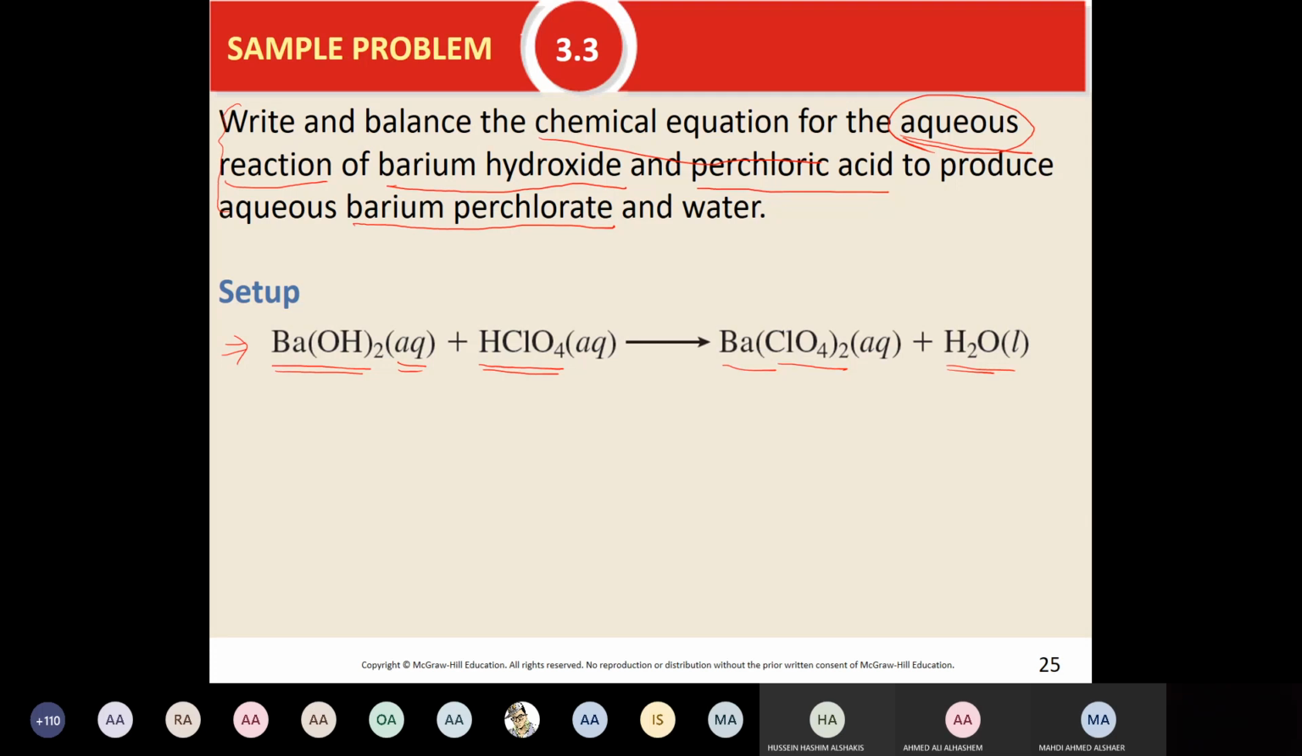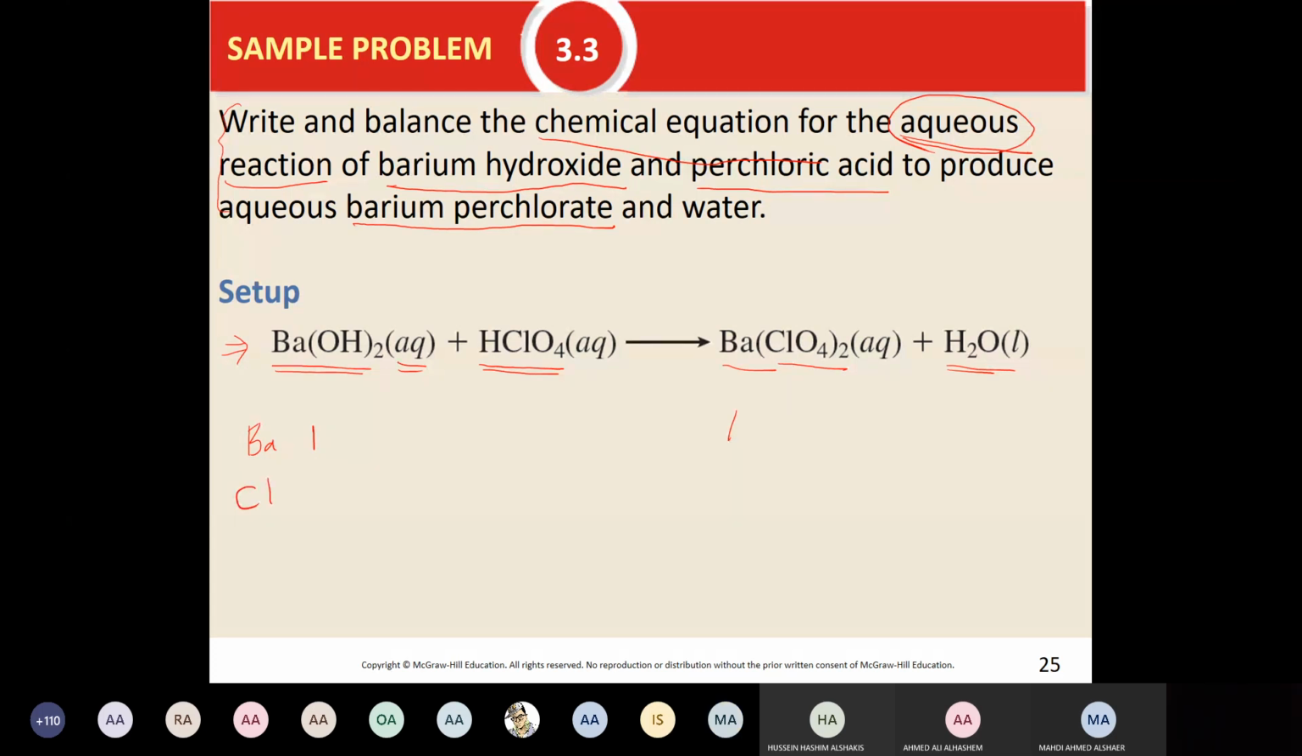Do it one by one. First, start with barium. Barium is okay. Barium is balanced, 1 and 1. So it's balanced. Good.